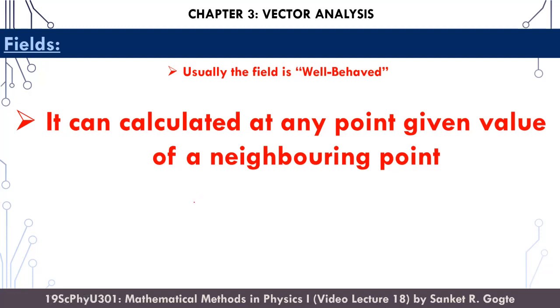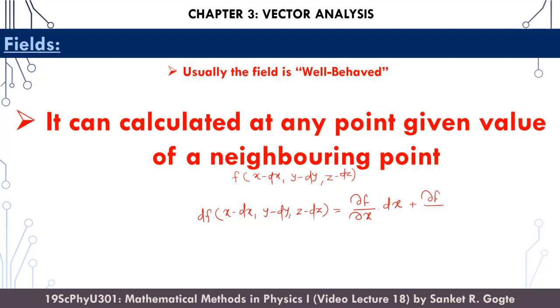So how we can do it is by using the partial differentiation. Suppose we know the function at a neighboring point x minus delta x, y minus delta y, and z minus delta z. Then we can calculate total differential for this function at the given point. Sorry, this has to be dx, dy, dz, and this also is dx, dy, dz. We are considering the total differential. It is infinitesimally small change, and this is equal to partial differential of the function with respect to x into dx plus partial differentiation of f with respect to y into dy plus partial differentiation of function with respect to z into dz.